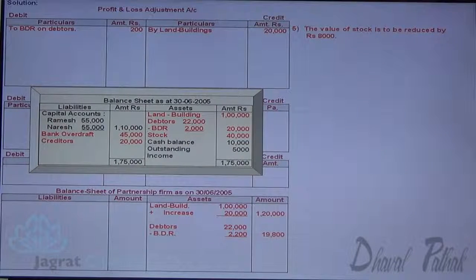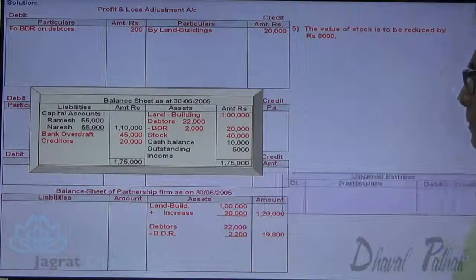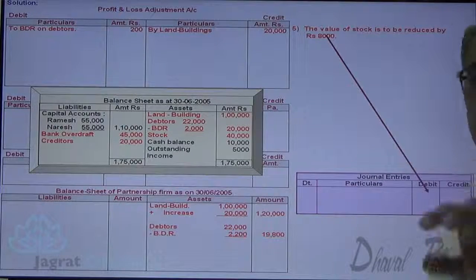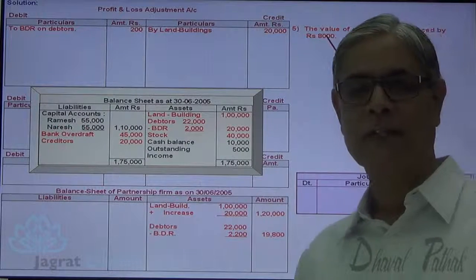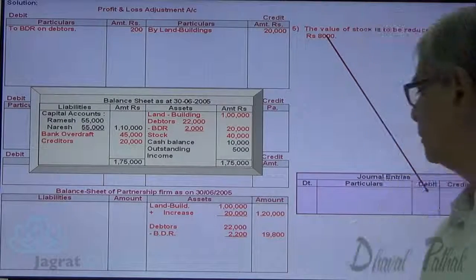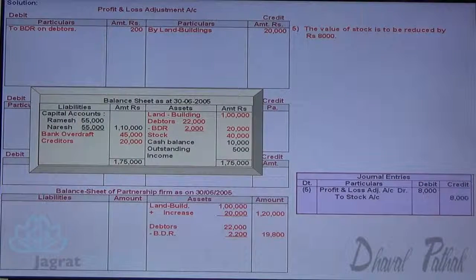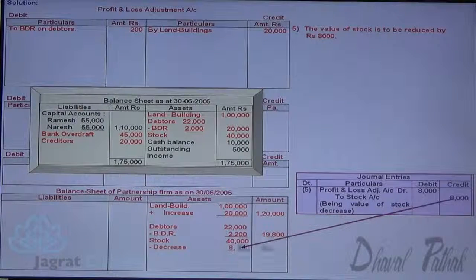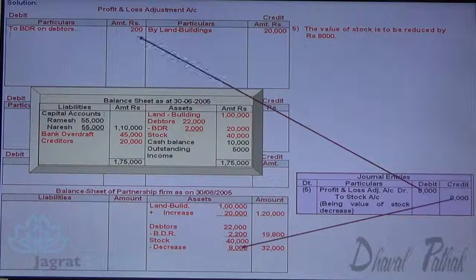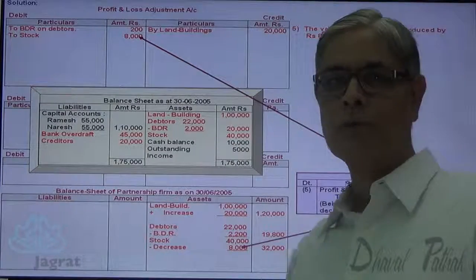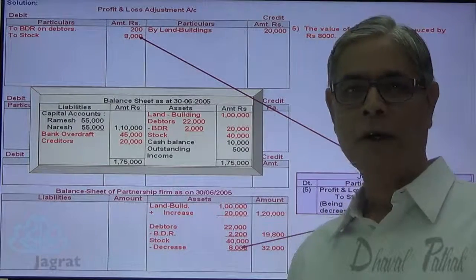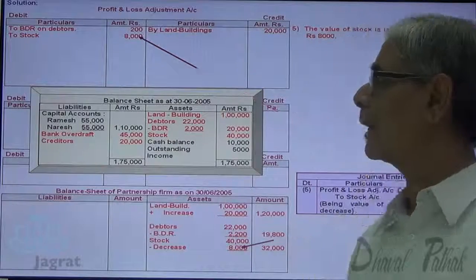Value of stock is to be reduced by 8,000, stock is 40,000. Decrease in value of stock is a loss, profit and loss adjustment account debit to stock account credit. Stock 40,000 minus 8,000, 32,000. Decrease in value of stock is debited to revaluation account, or say profit and loss adjustment account.